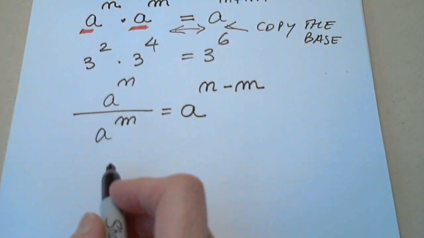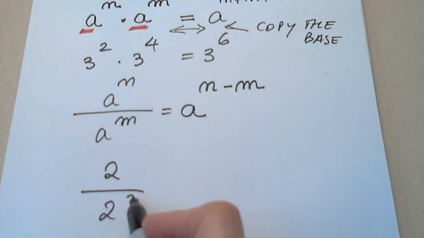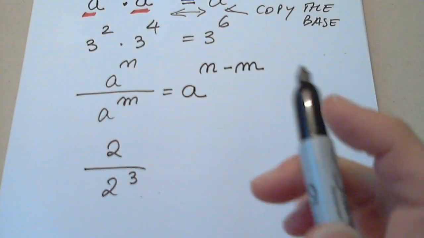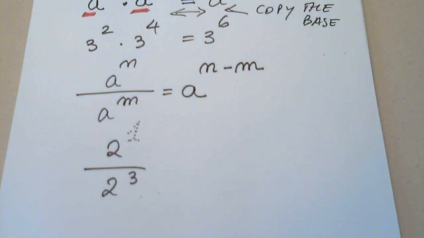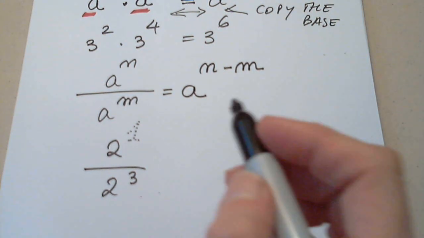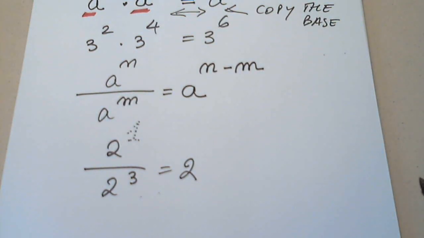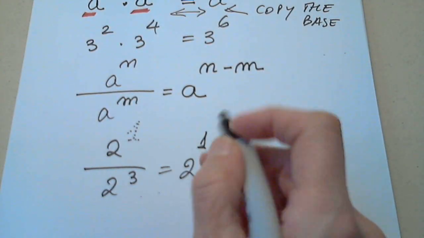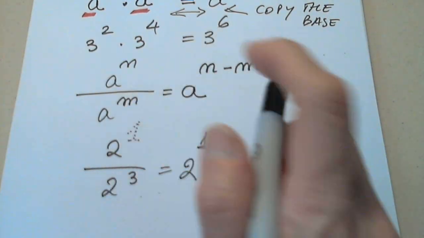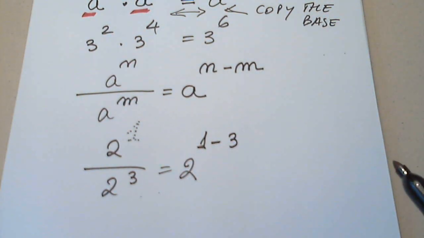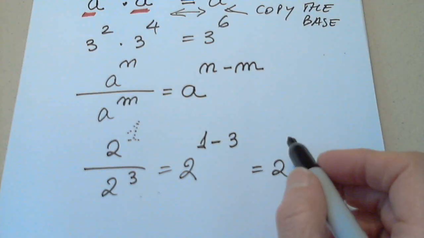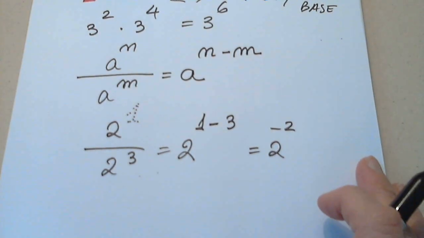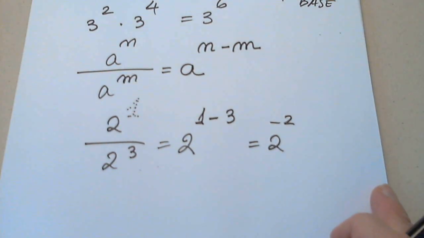So for example, I can have 2 over 2 to the third. Well, there is an imaginary 1, of course. If I say 2, I mean 2 to the first power. So I have to copy the base and subtract the exponents. Always from the exponent of the numerator, I subtract the exponent of the denominator. And now it happens that 1 minus 3 is, anybody? -2. -2. Well, we have a rule for this as well.